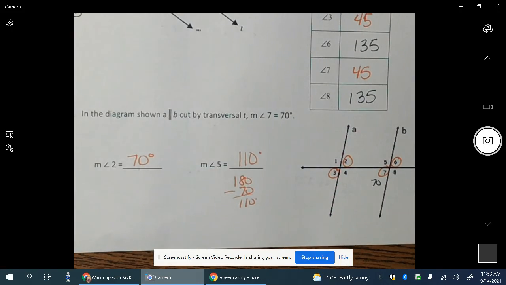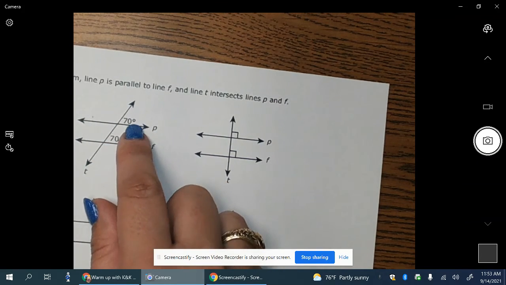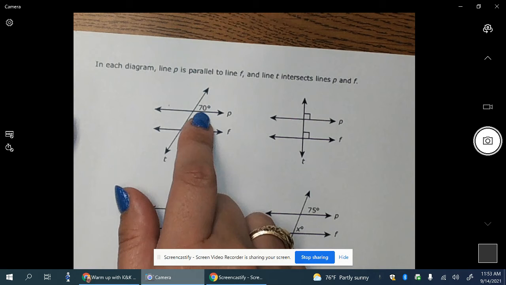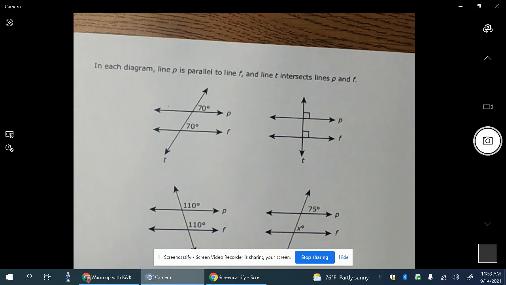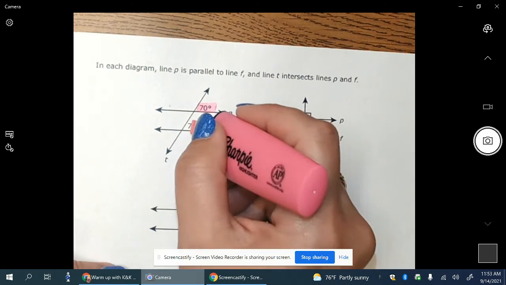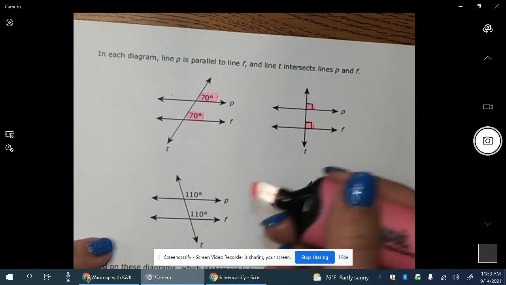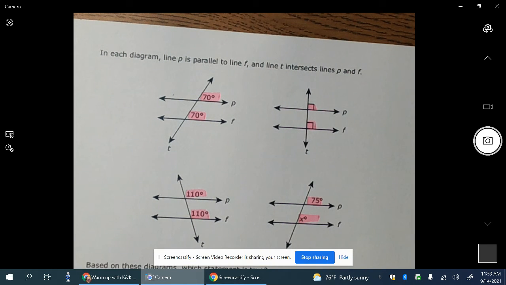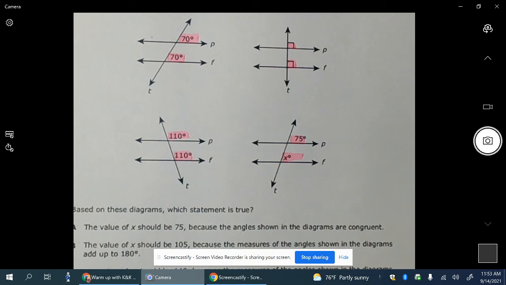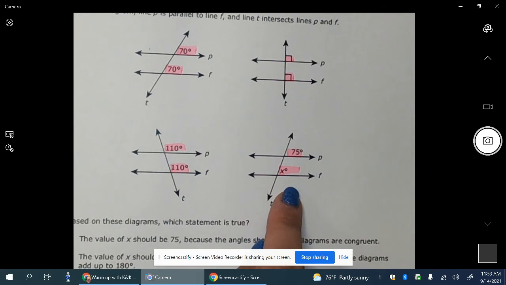Let's look at the next page, number 6. Okay, so they're giving me these lines. Are these congruent or supplementary? They are congruent. Okay. So they're in the same place. It's on the top right. So what do you think x equals? In the last one, what do you think x equals? 75. Okay, yeah. 75. Yes.